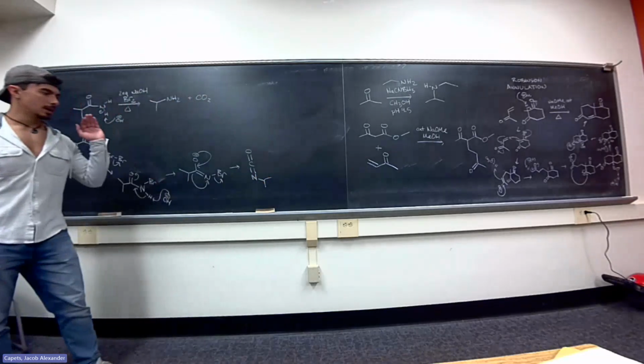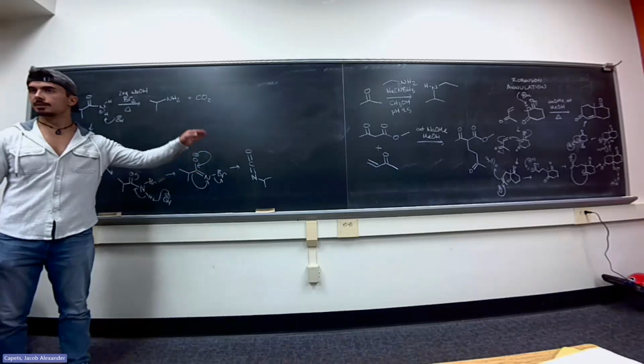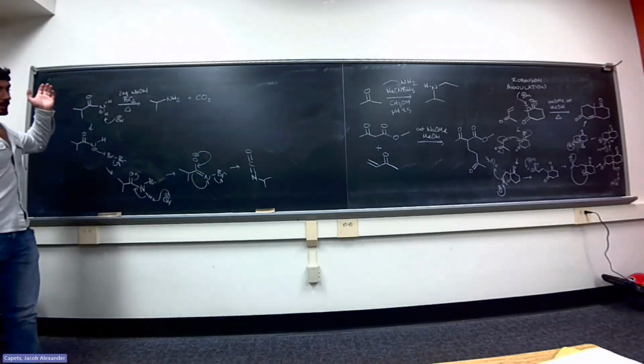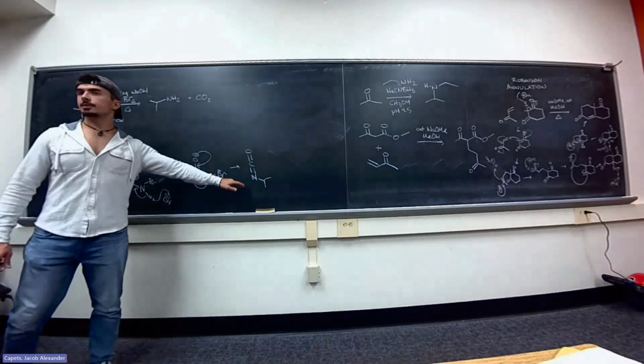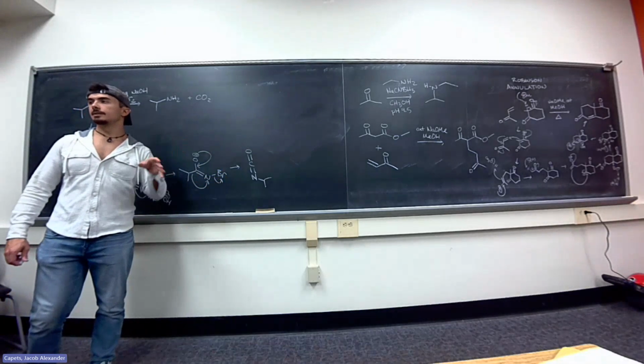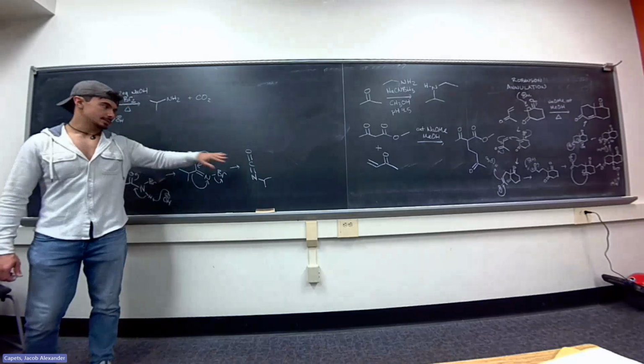So we've moved our alkyl group onto the nitrogen. This is an isocyanate. The other case where we see isocyanates is with the Curtius rearrangement. That's just from acyl azide and heat, and that gets to the isocyanate.